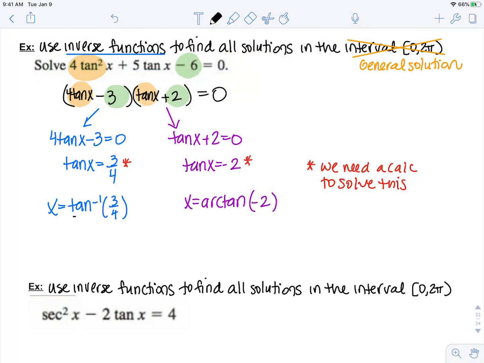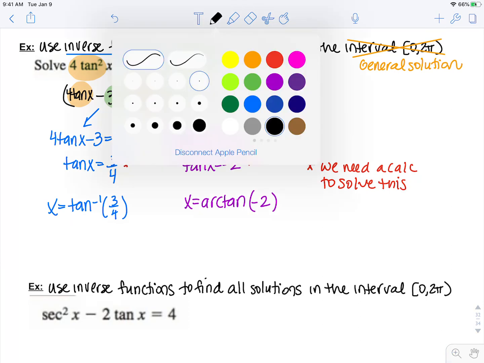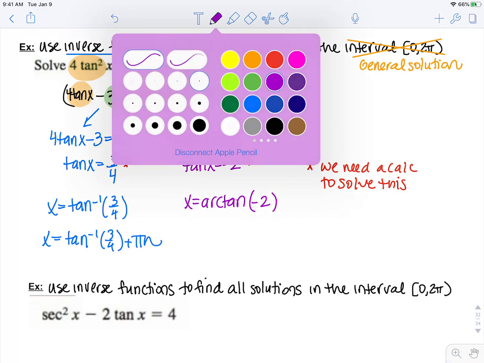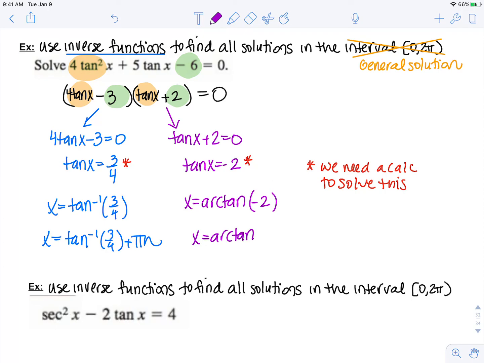So notice, whether you use this notation or this notation, they're both acceptable. Now, if I want my general solution, that's all possible solutions, this will be x equals tangent inverse 3/4 plus pi n, and x equals tangent inverse -2 plus pi n. And the reason why we do this is because tangent has a period of pi. Therefore, those answers are going to repeat themselves every multiple of pi.